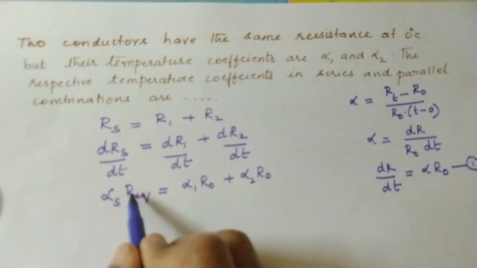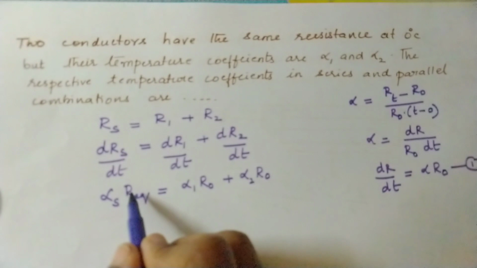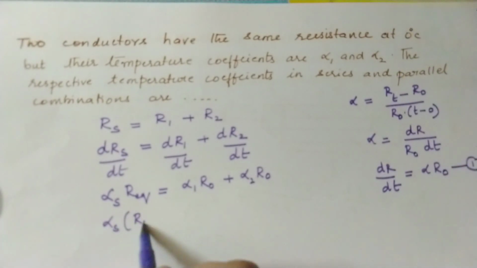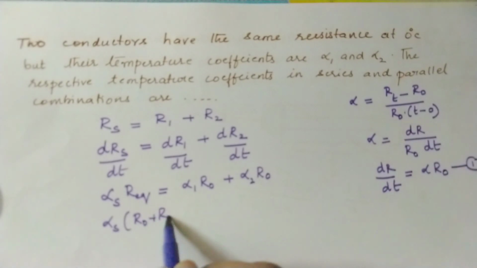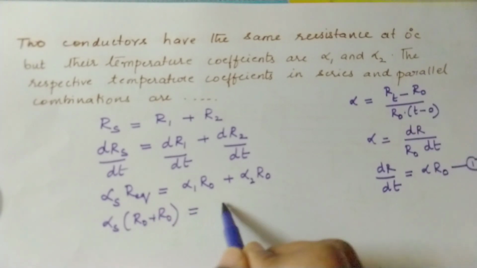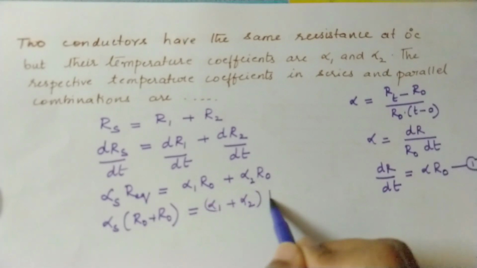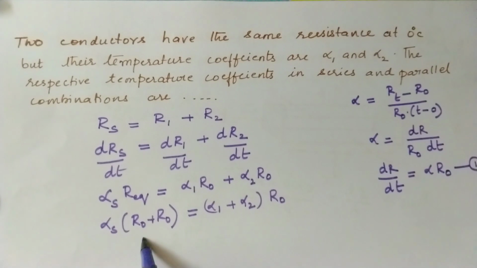So you can replace this R equivalent as R1 plus R2: alpha S into (R0 plus R0) equals, take out alpha 1 plus alpha 2 multiplied with R0. So cancel off R0 on either side. What is the value of alpha in series combination coming out to be? Alpha 1 plus alpha 2 divided by 2.